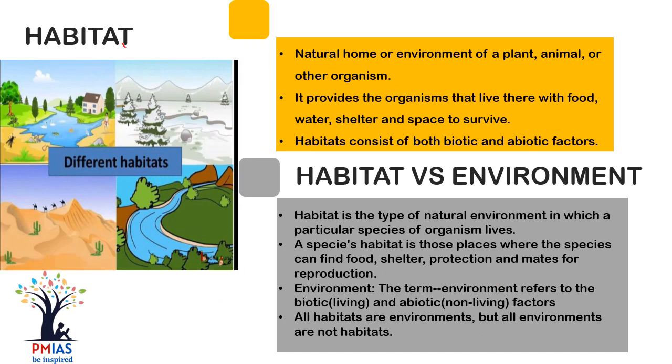Next thing is habitat. So what do we say habitat is? It is none other than a natural home. For example, the natural home of camels is deserts. Like that, each and every organism will have its own natural home, or an environment of a plant, animal or other organisms. And that natural home provides the organisms with the basic needs, like food, water, shelter and the space to survive.